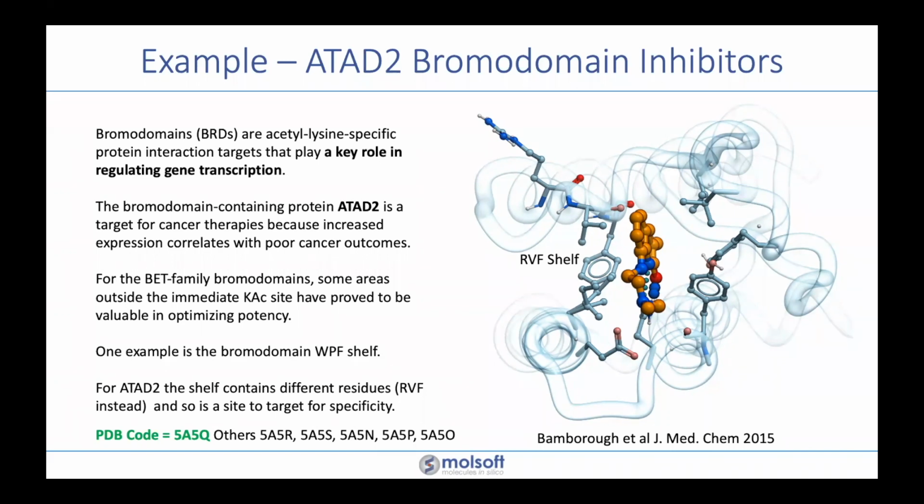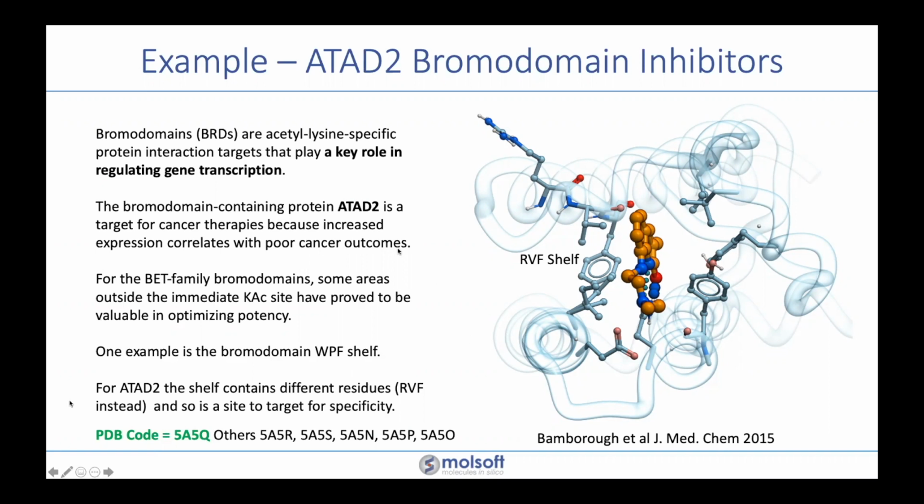And there's an excellent paper by scientists at GSK where they solved these bromodomain inhibitors. There are additional papers beyond this as well. But in this example, we're going to be using PDB 5A5Q, and there are also others in this series in this paper. So you can play around with modifications in the ligand editor and then compare them to the crystal structures.